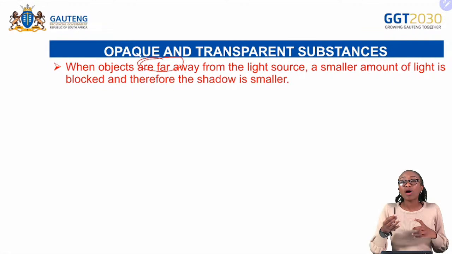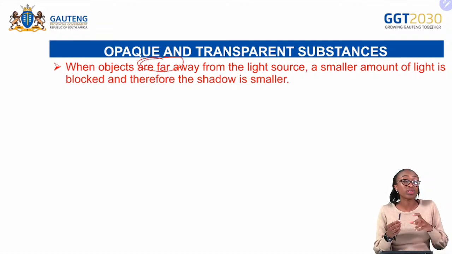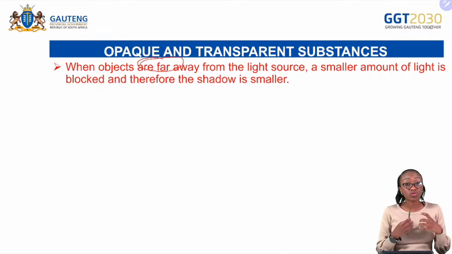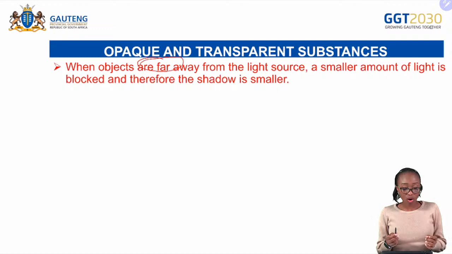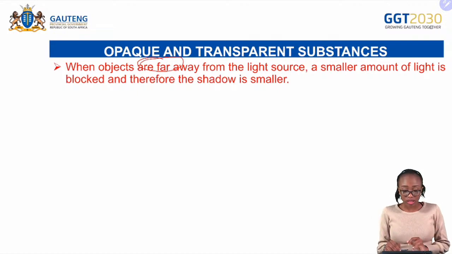Now let's deal with the size of the shadow. It is said here that when an object is far away from the light source, so when the light source is quite far, a smaller amount of light is blocked, therefore the shadow becomes smaller.